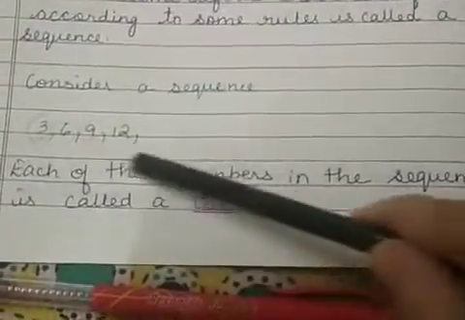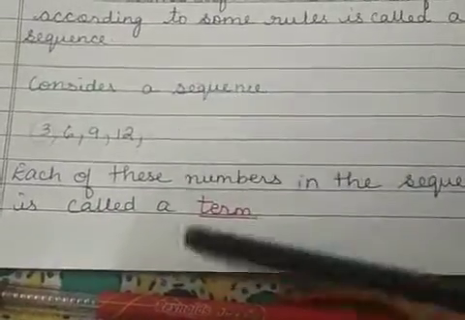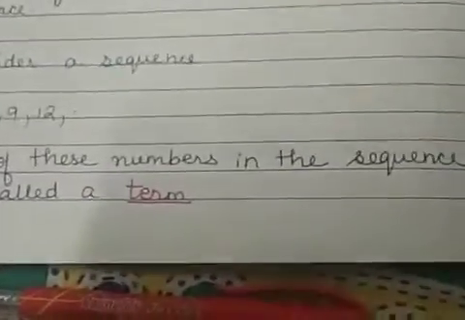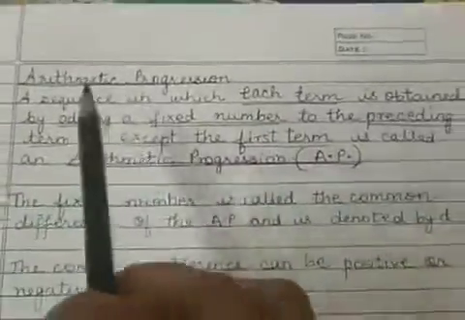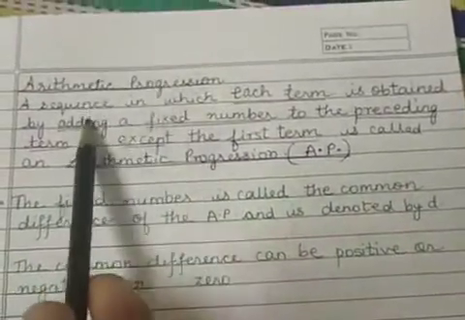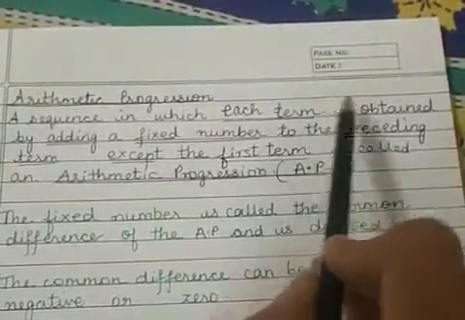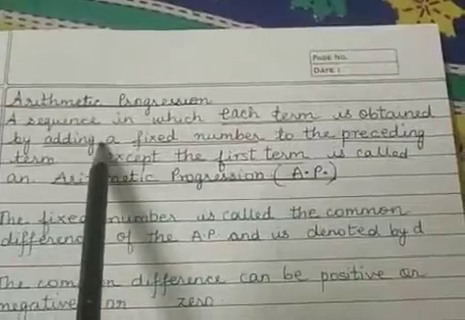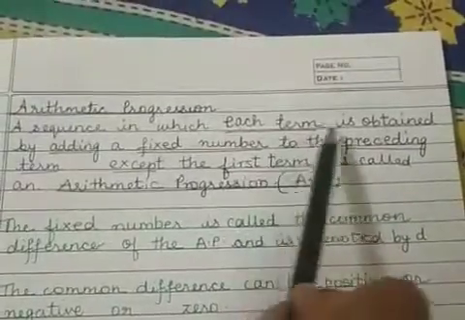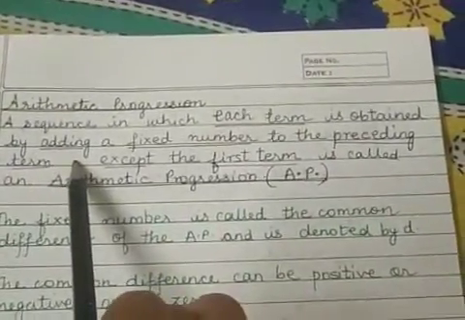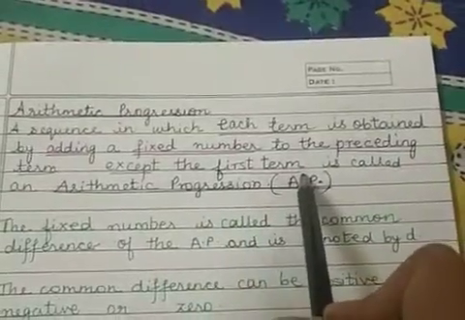Now after we saw what is a sequence, it brings us to the main part of this chapter, that is arithmetic progression. So what is an arithmetic progression? It is a sequence in which each term is obtained by adding a fixed number to the preceding term, except the first term.